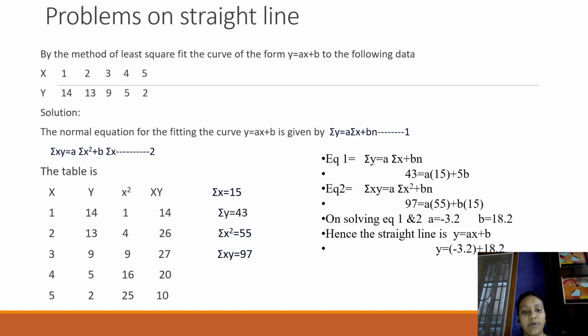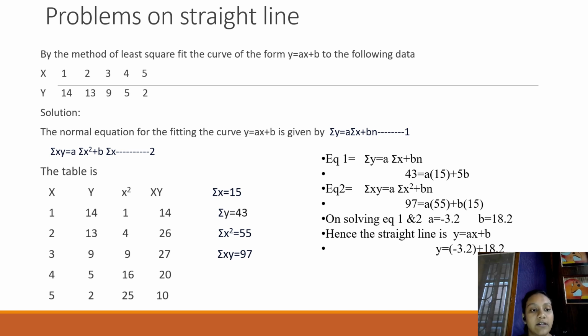Solution. The normal equation for fitting the curve y = ax + b is given by summation of y = a into summation of x + b into n, which will be considered as equation 1. Now by multiplying x into equation 1, we get summation of xy = a into summation of x² + b into summation of x.